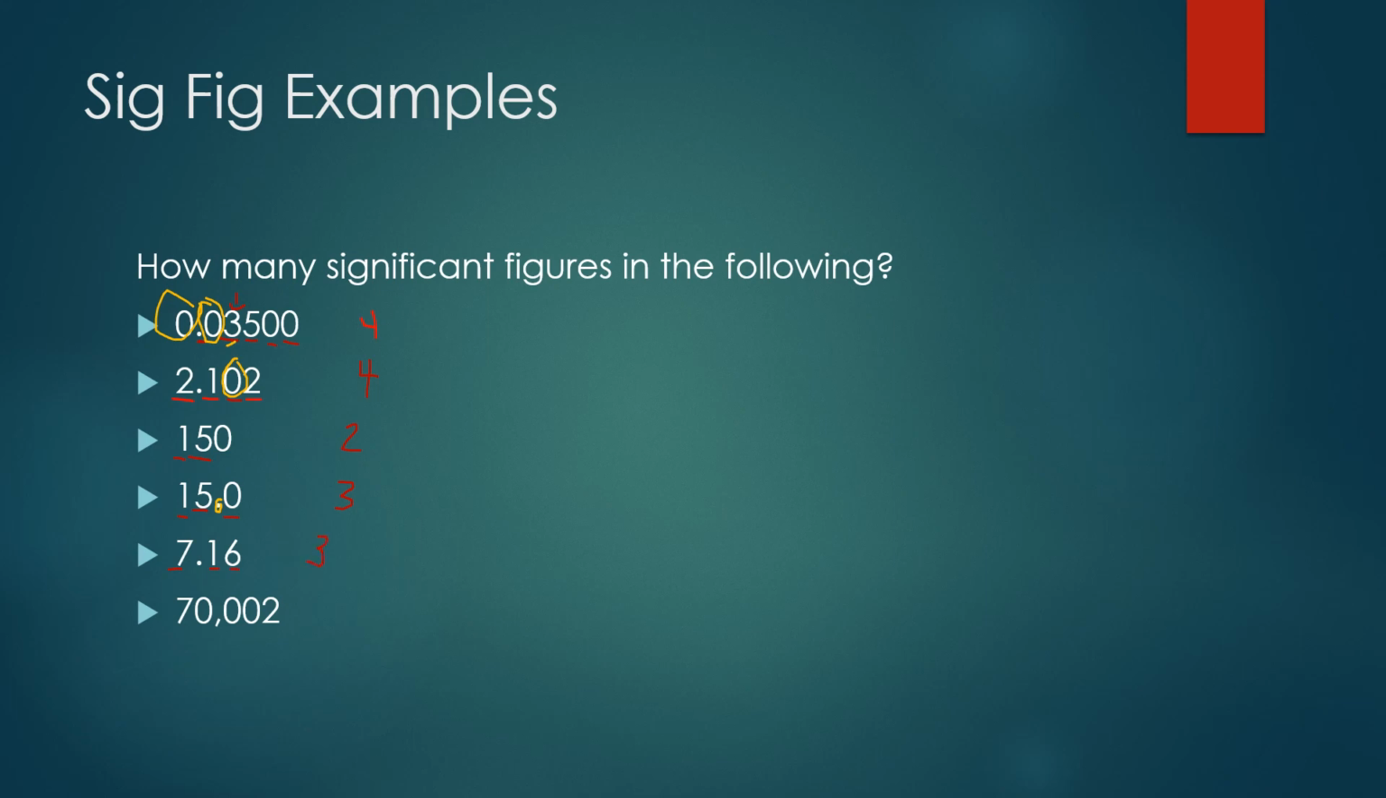Last one, 70,002. So we start counting at the 7. That's a non-zero number. We know the 2 counts because that's also a non-zero number. Do the zeros in the middle count? Yes, they do, because all of those zeros are between two non-zero digits. So we have a total of 5 significant figures in that number.